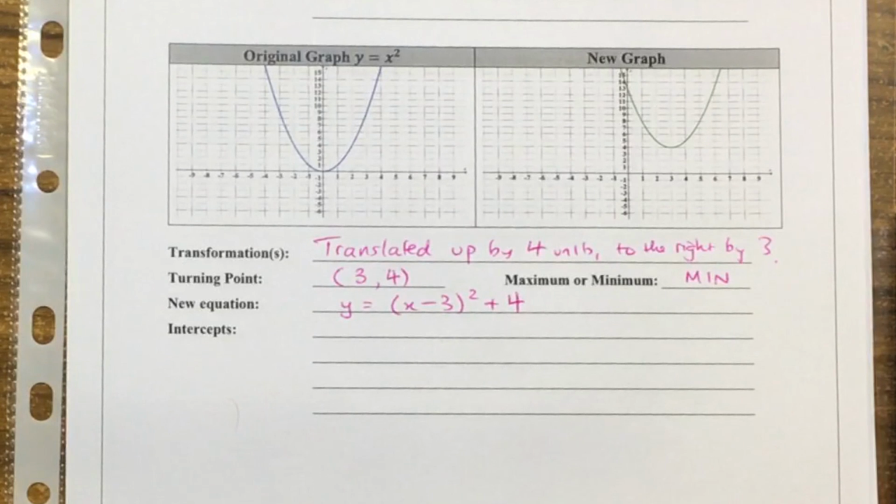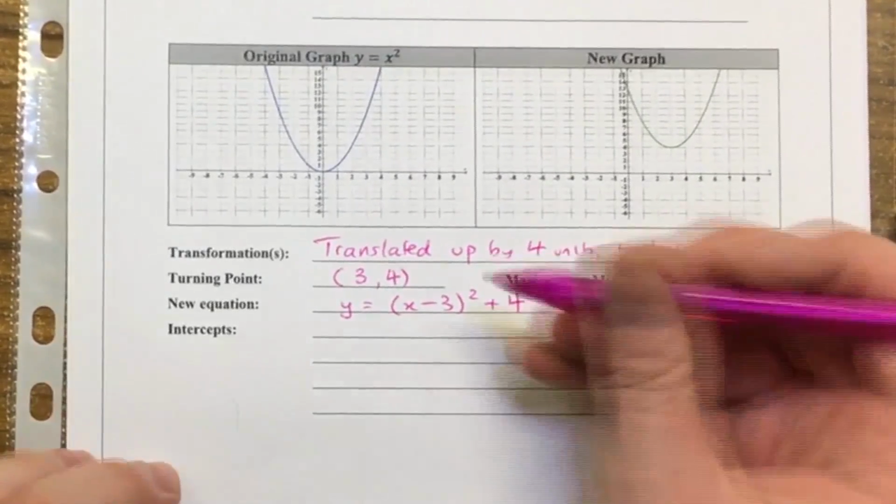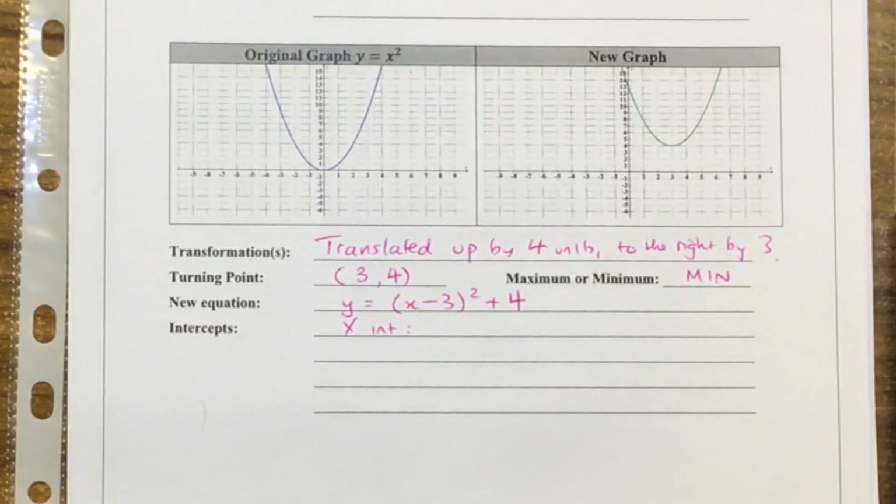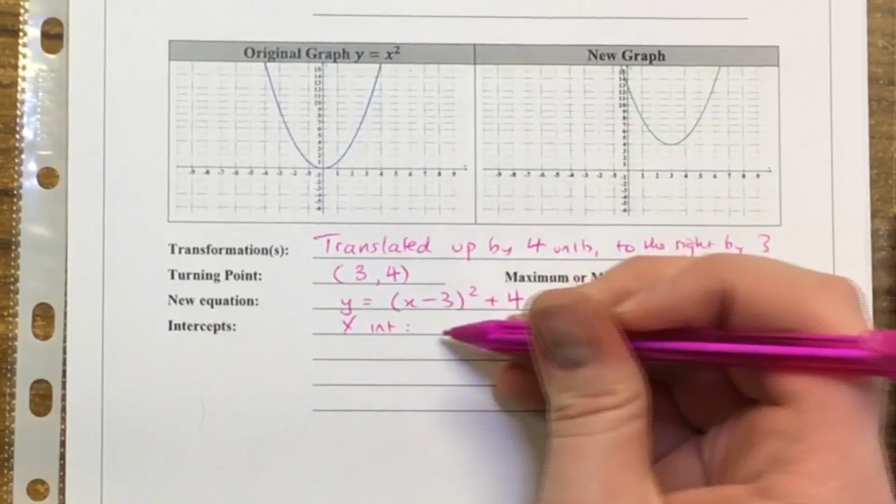Could you still do it the other way around? What, 4 plus brackets x minus 3 squared? Yes. Okay, that works. Is it right? Yes. Is there x-intercepts? No.